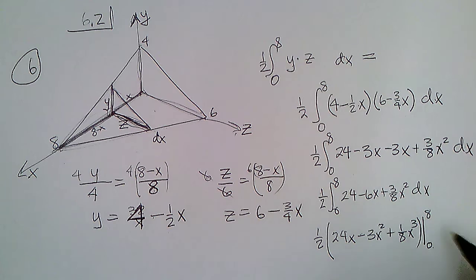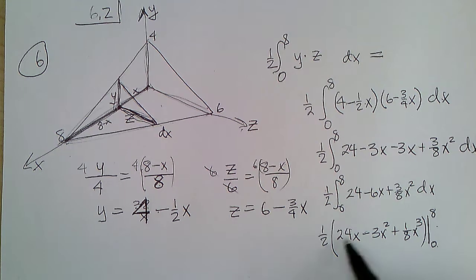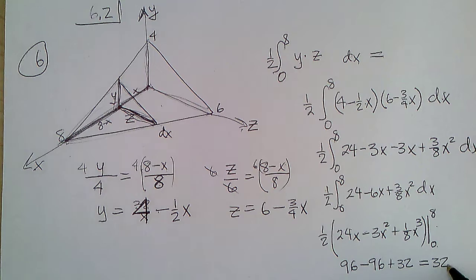The 0 is not going to produce anything, so I'm just going to get the 3 terms with 8 in here. So half of 8 is 4 times 24 is 96. 8 squared is 64. Half of that is 32 times 3, which is minus 96. And 8 cubed divided by 8 is 8 squared, 64, and half of 64 is 32. And so this comes out to be 32 cubic units.